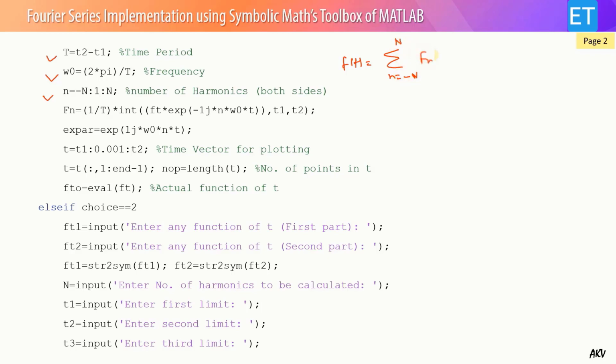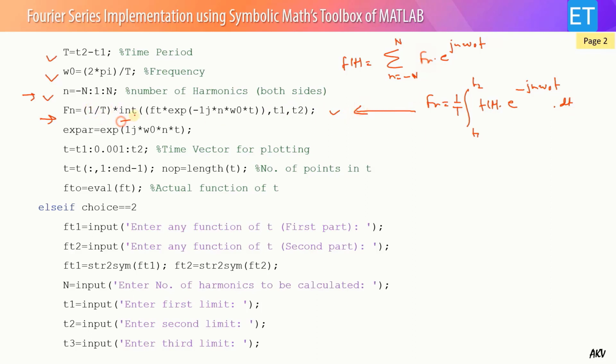Okay, so that is your fn into e power j n omega naught t. So that's why this n is declared from minus n to plus n in this line. And here we are finding the fn. So this integration, if you remember, fn equal to 1 upon t integration for one time period, I mean t1 to t2, your function ft, and then e power minus j n omega naught t dt. So this is simulated here.